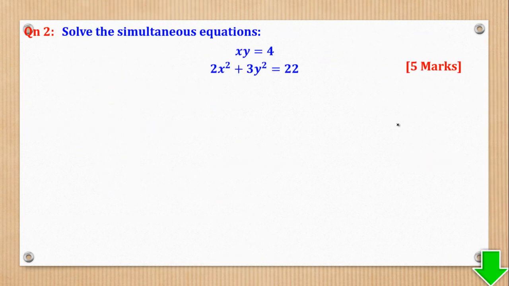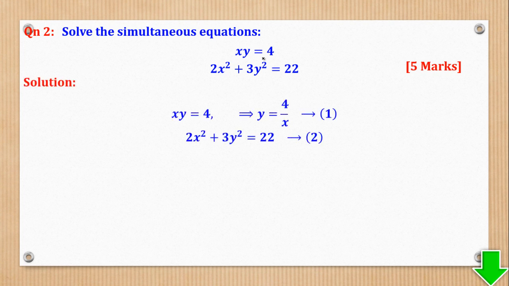Then question 2 says solve the simultaneous equations, but this time there is a power somewhere. So first thing, here the basis is the method of substitution. In question 1 we used the method of elimination. Now we are going to use the method of substitution, where we make one unknown the subject in one equation and substitute it in equation 2.